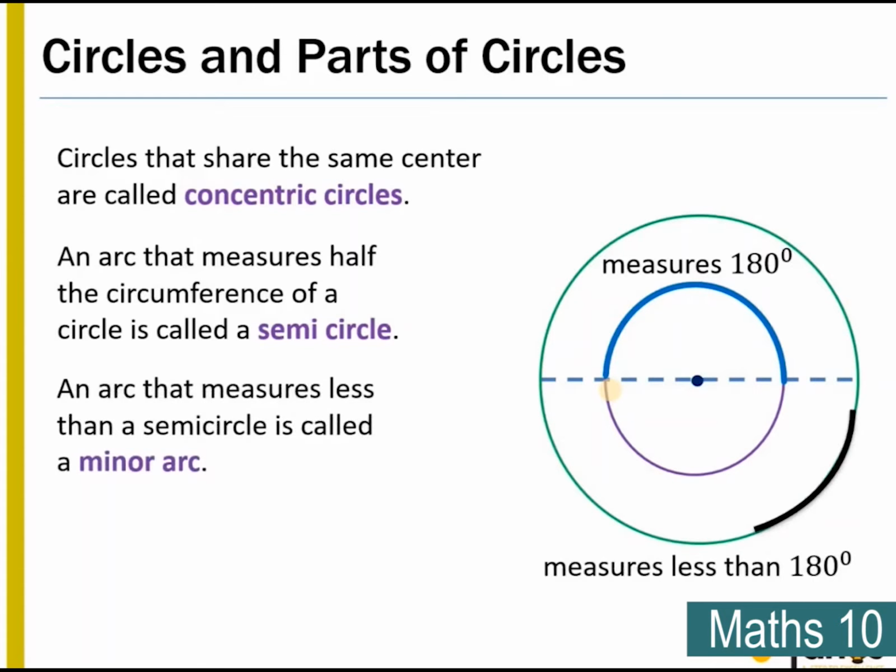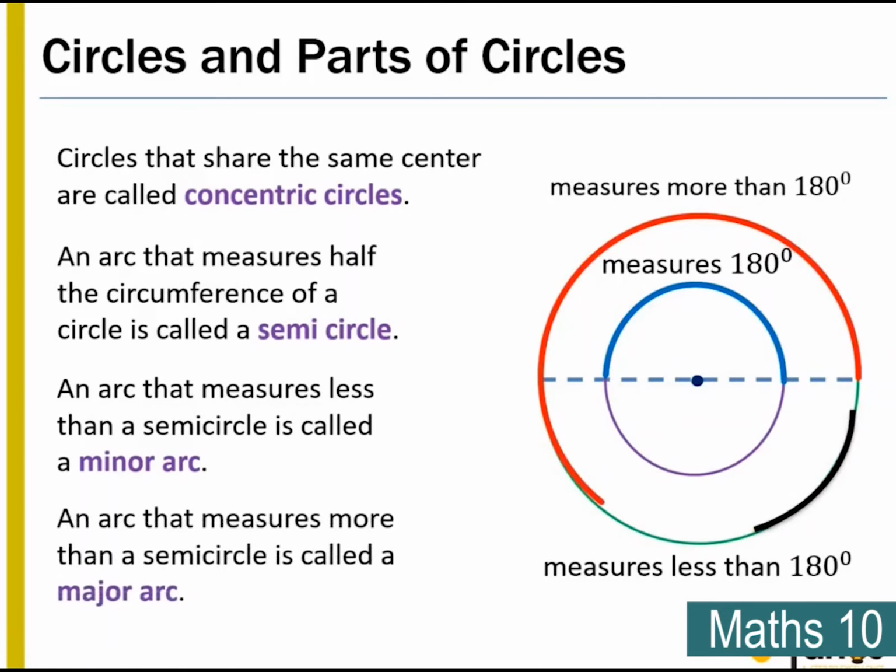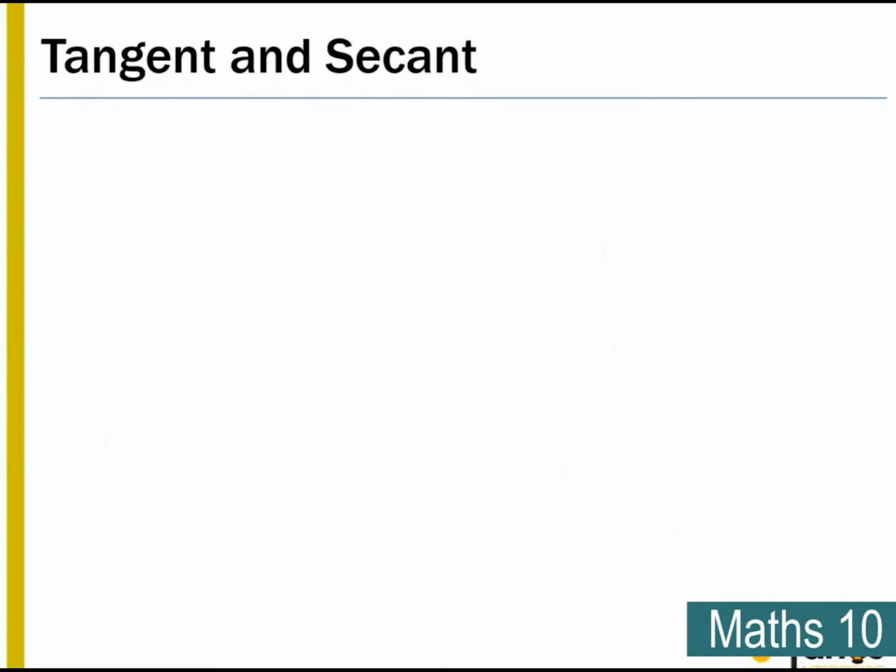An arc that measures less than a semicircle is called a minor arc. For example, this one here. An arc that measures more than a semicircle is called a major arc. Tangent and secant.